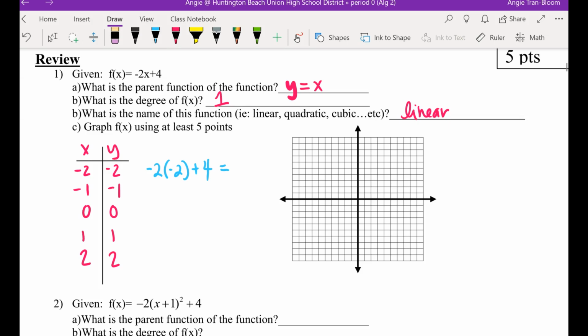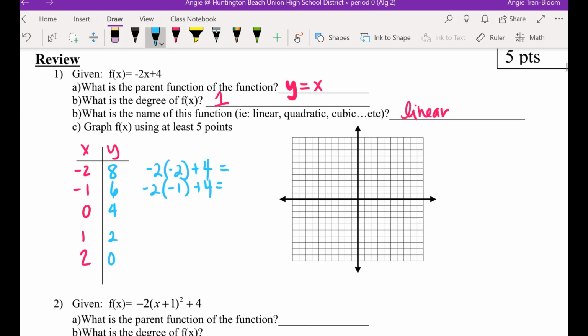Okay, so I'm going to erase that. That will give me 8. Now, how about -1? -2 times x, where x is -1, plus 4. What would this give me? Right? Because a negative times a negative is positive. So that's 6. How about when x is 0? That should give you an output of 4. How about when x is positive 1? 2. And then when x is positive 2? 0.